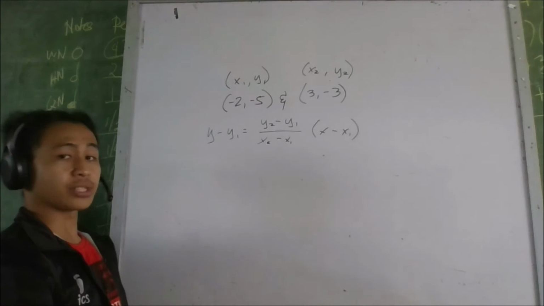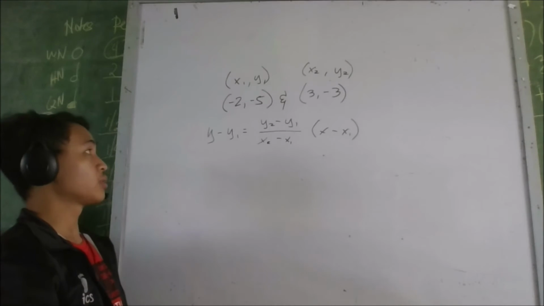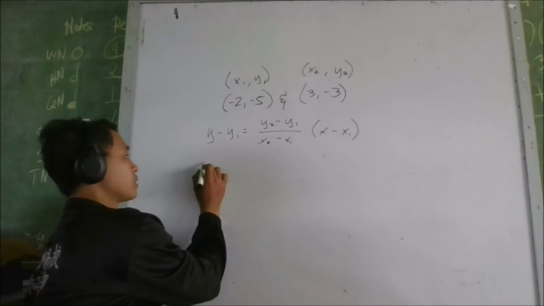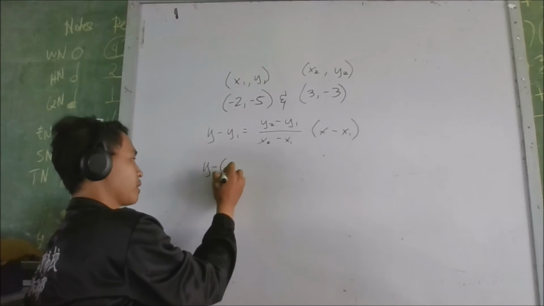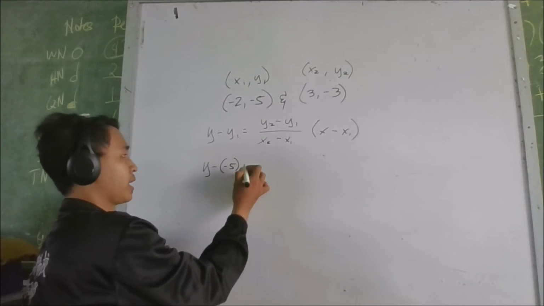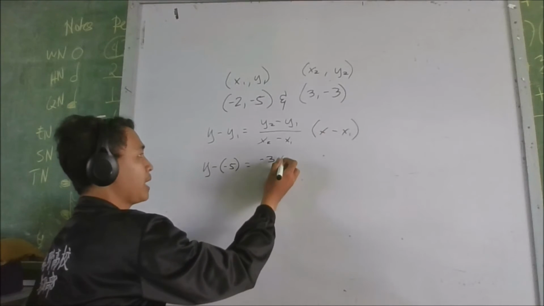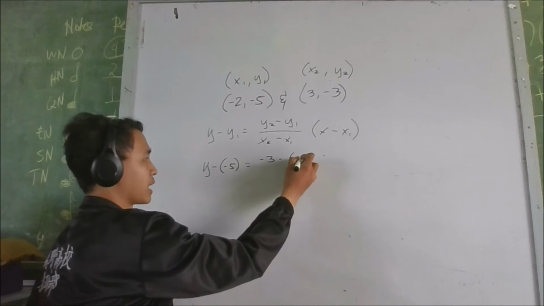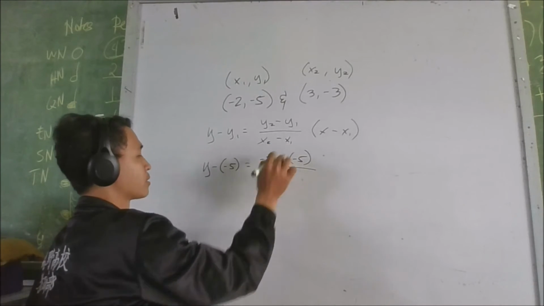All we have to do is substitute the given to our formula. So that would be y minus y sub 1, which is negative 5. So that is negative 5. Okay? Equals y sub 2, which is negative 3, minus y sub 1, which is negative 5. Okay? That is all over x sub 2 minus x sub 1.